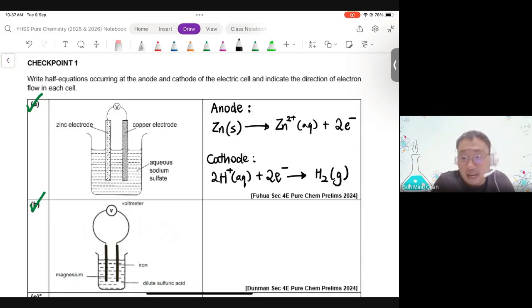For part A, these are the anode and cathode. Again, zinc is more reactive, so zinc will lose electrons to form Zn2+. Then at the cathode, which ion is discharged? Is it zinc, is it sodium, or is it H+? Between zinc, sodium, and H+, H+ is lower in the electrochemical series. Therefore, H+ is preferentially discharged to form H2. So you should see bubbles at the cathode.